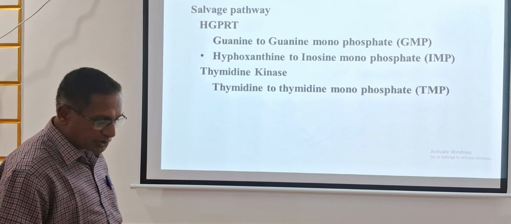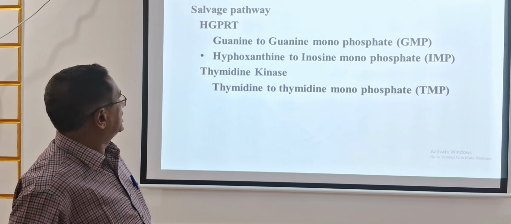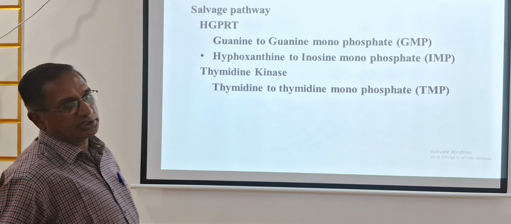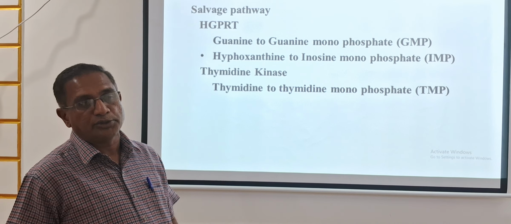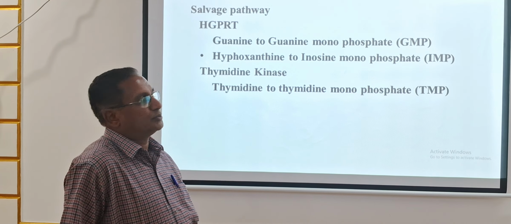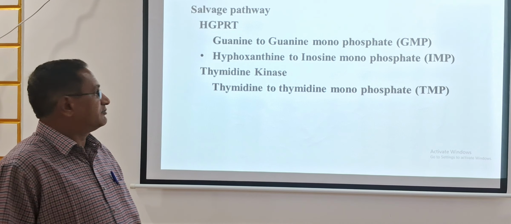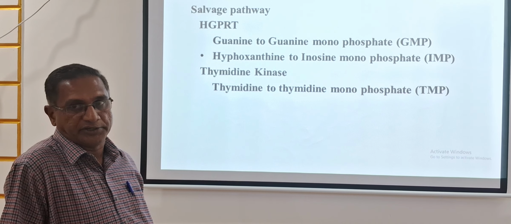In this salvage pathway, 2 types of enzymes are involved. One is HGPRT, the second one is thymidine kinase. HGPRT is involved in converting guanine to guanine monophosphate and hypoxanthine to inosine monophosphate, and thymidine kinase is involved in the conversion of thymidine to thymidine monophosphate.